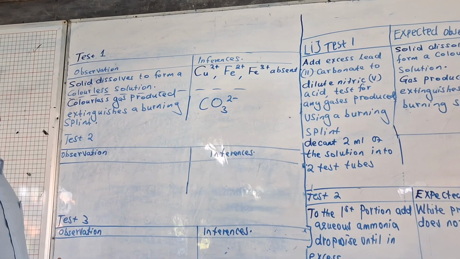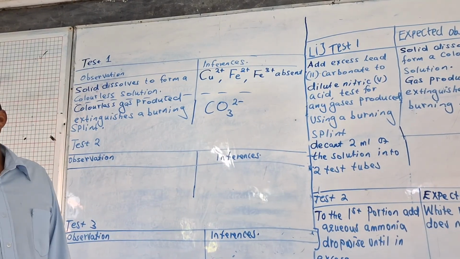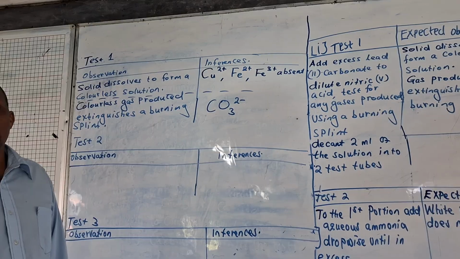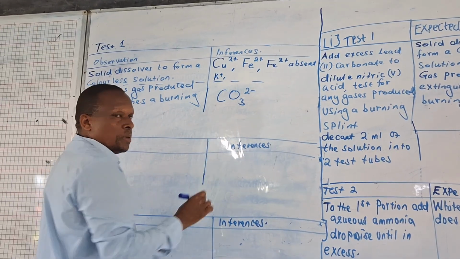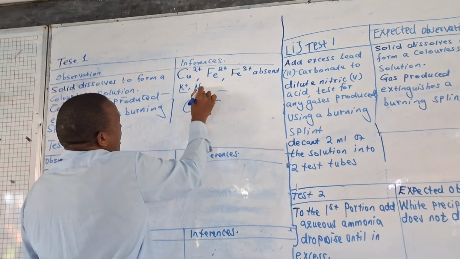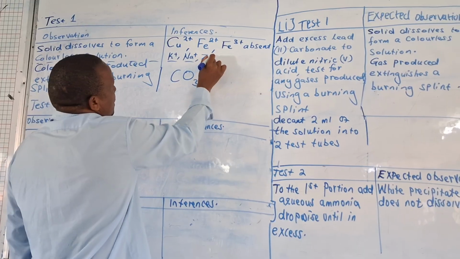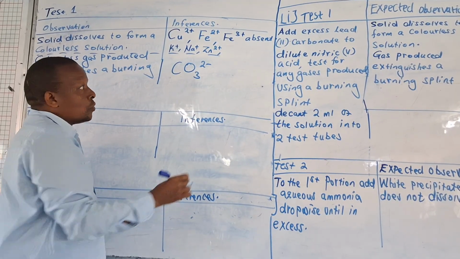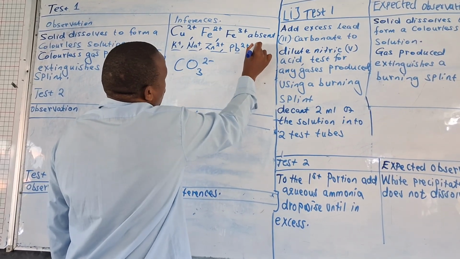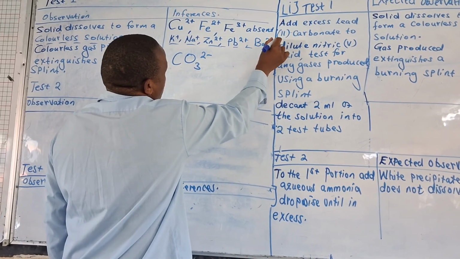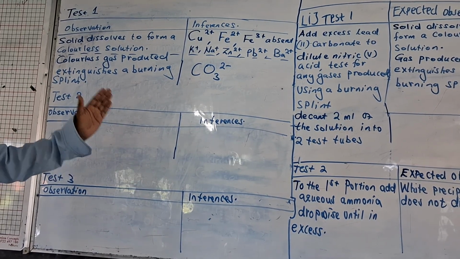I hope we have seen that. The reason why I have indicated the ones which are absent is because the list of those which are present is endless. So here, we could be having potassium carbonate, so potassium ions could be present. We could be having sodium carbonate, so sodium ions could be present. We could be having zinc carbonate, so zinc ions could be present. We could be having lead 2 carbonate, so lead 2 ions could be present. We could be having barium carbonate, so barium ions will be present. In other words, the list of those which are present is long.